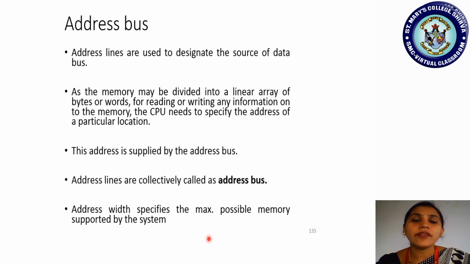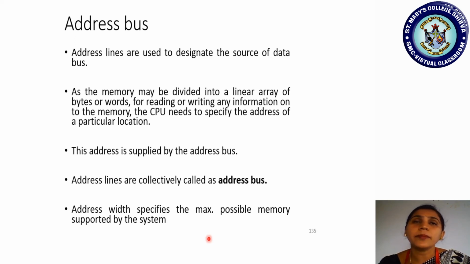The memory may be divided into a linear array of bytes or words. For reading or writing any information to the memory, the CPU needs to specify the address of a particular location. So whenever the memory is divided in terms of bytes or words, to read or to write information, the CPU has to specify which particular memory location the information has to be read from or written to. This address is supplied by the address bus.